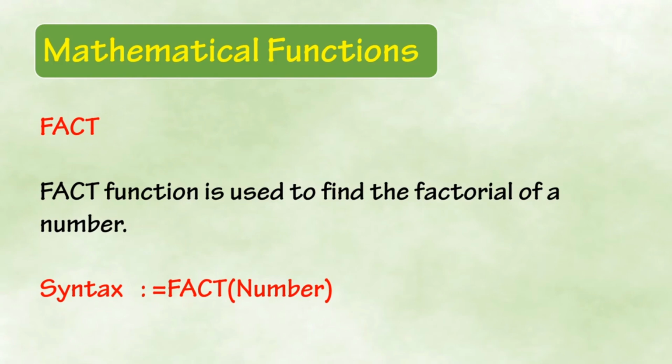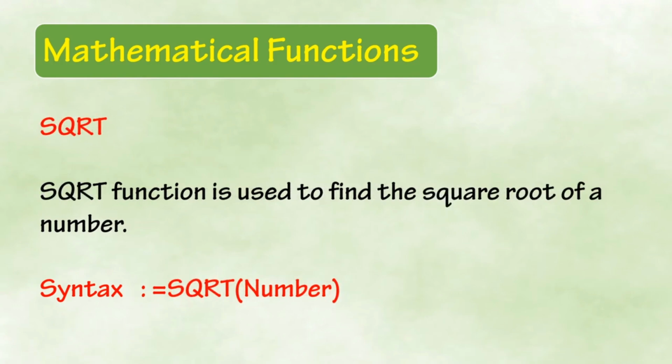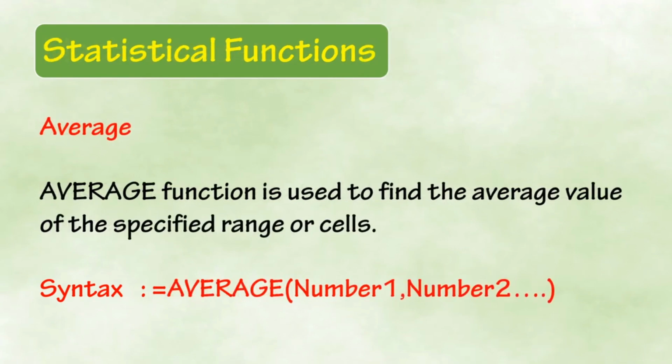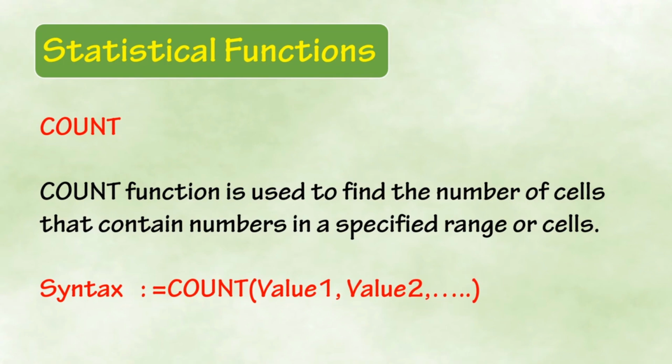Fact. Fact function is used to find the factorial of a number. Next is sqrt. It is the function used to find the square root of a number. Next is statistical function. Average. Average function is used to find the average value of the specified range or cells. Count. Count function is used to find the number of cells that contain numbers in a specified range or cells.